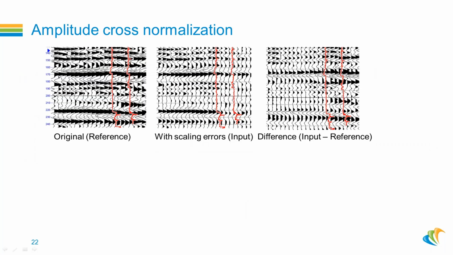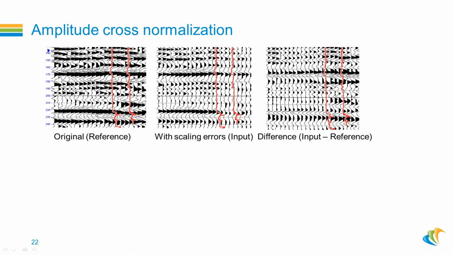Amplitude cross correlation. Sometimes the amplitude differences between base and monitor data can be caused by differences in seismic acquisition, data processing, or production effects. Amplitude differences caused by scaling can be corrected using the RMS factors. Again, we calculate RMS of the monitors and RMS of the bases, and we divide them to find the scaling factor to apply on the monitors to be similar to the original.